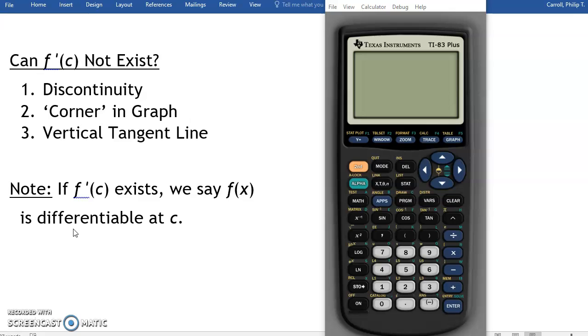So that's our intro to talking about derivatives and tangent line slopes. As promised, in our next section, we're going to take a look at this from a different perspective. So, stay tuned.